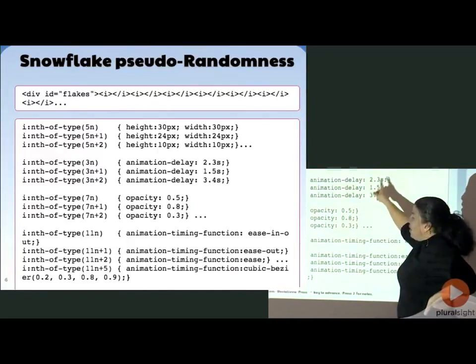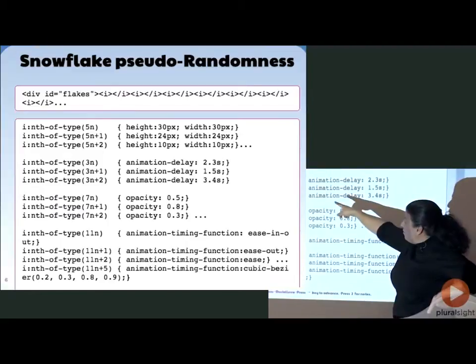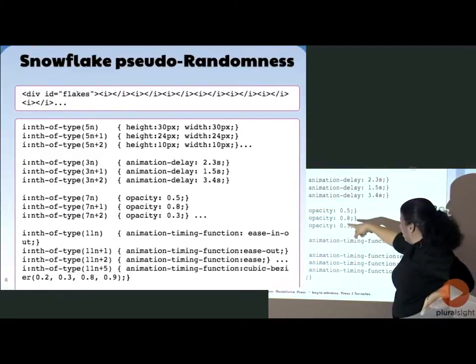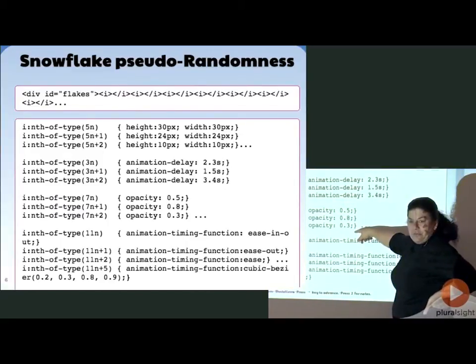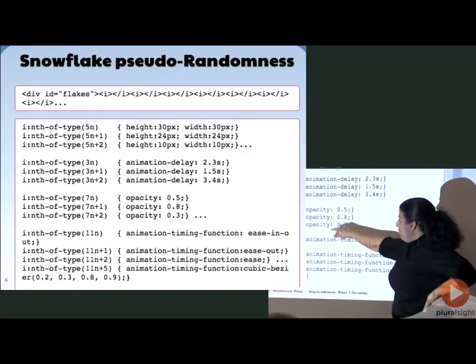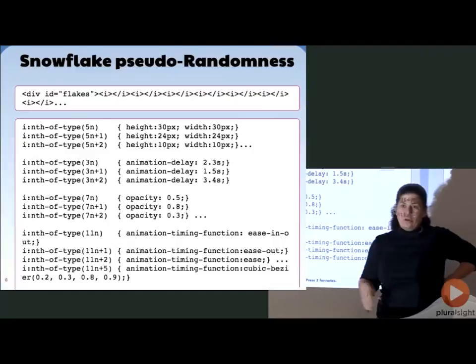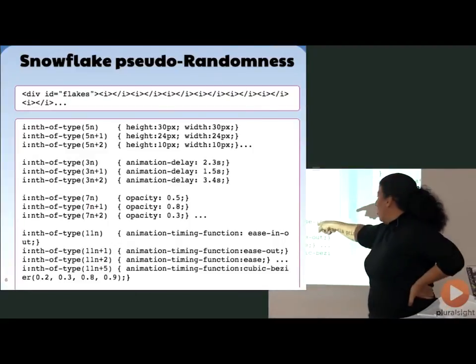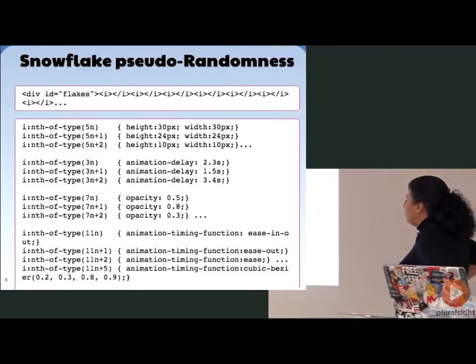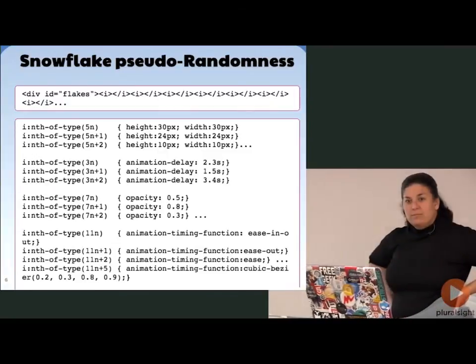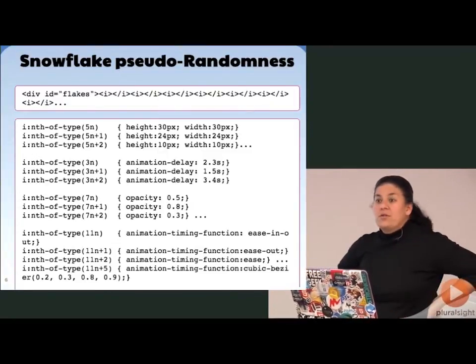And then I delayed some of them based on a different number, 3n. Then I changed the opacity on some of them based on 7n. These are all prime numbers. And then I changed the timing function so some would go linear and some would go ease, also based on a prime number. So structural selectors is how I did that.